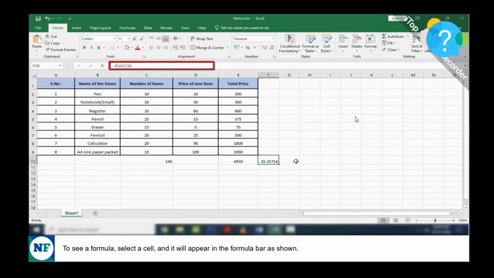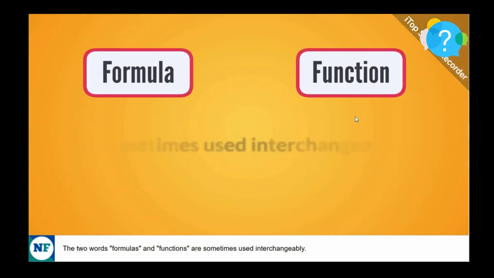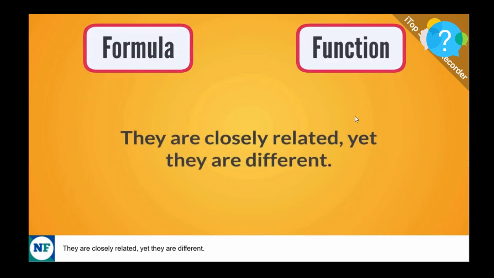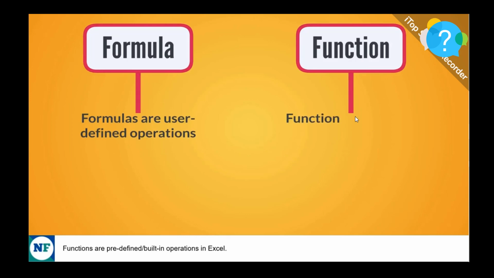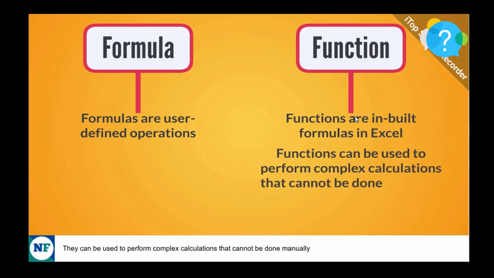To see a formula, select a cell, and it will appear in the formula bar as shown. The two words formulas and functions are sometimes used interchangeably. They are closely related, yet they are different. Formulas are user-defined operations. Functions are predefined, built-in operations in Excel. They can be used to perform complex calculations that cannot be done manually.